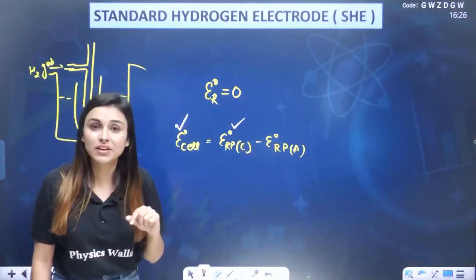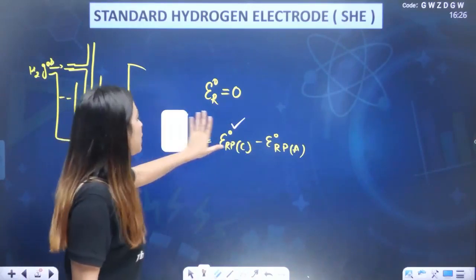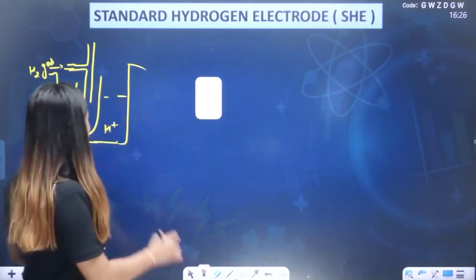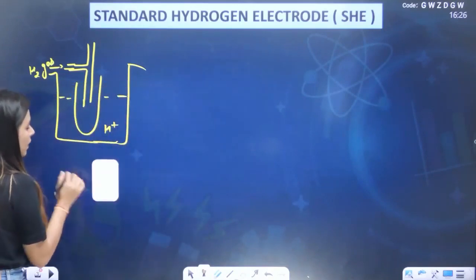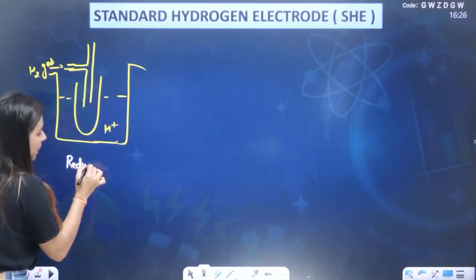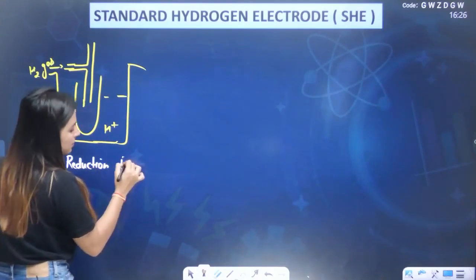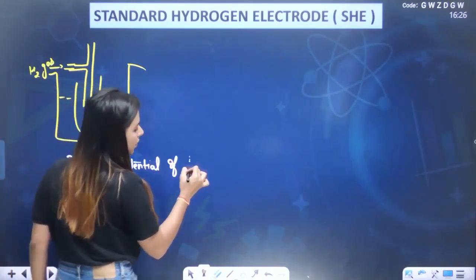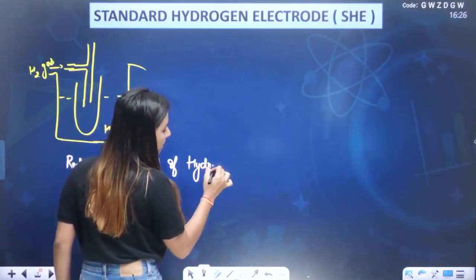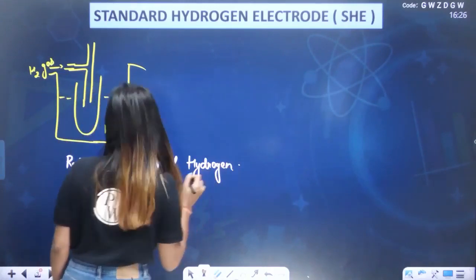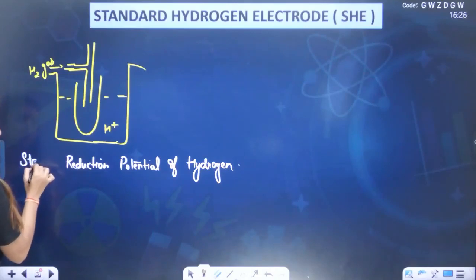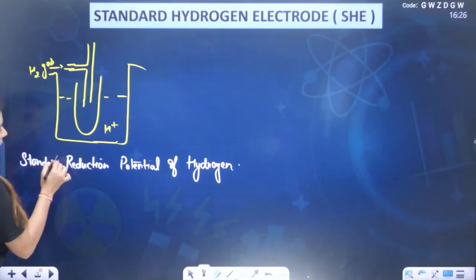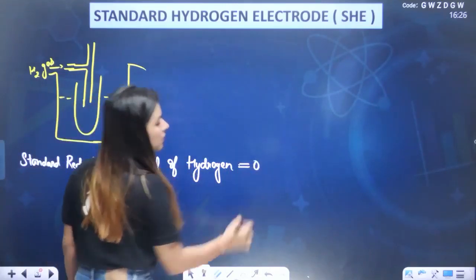What happened is, let me write it here, the standard reduction potential of hydrogen was given to be 0.